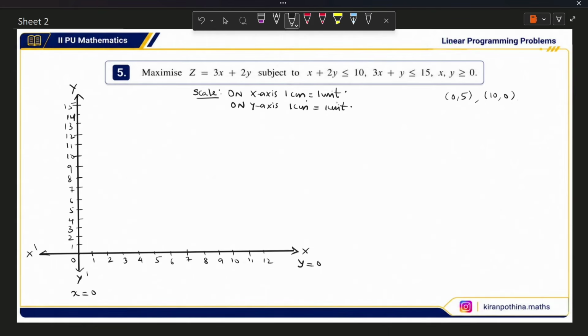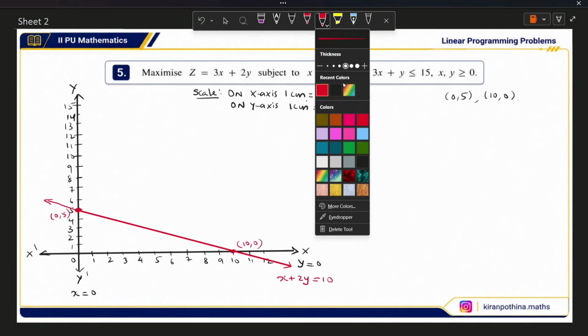Okay. Now the first line: 0 comma 5 and 10 comma 0. So this is 0 comma 5 and this is 10 comma 0. I will join these two first. Okay, so this is the first line. The line equation also I will write, so that we won't get confused: x plus 2y equal to 10, and I will write the points also. This is 10 comma 0 and this is 0 comma 5. We have to mention everything: line, equation name as well as points.